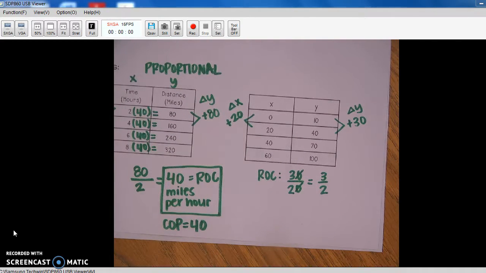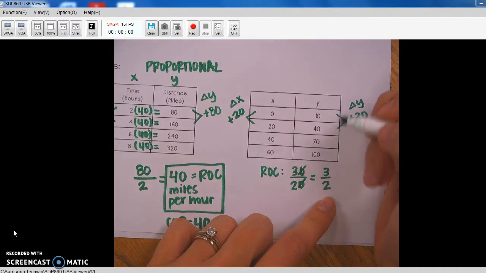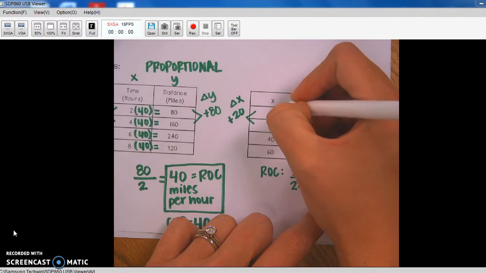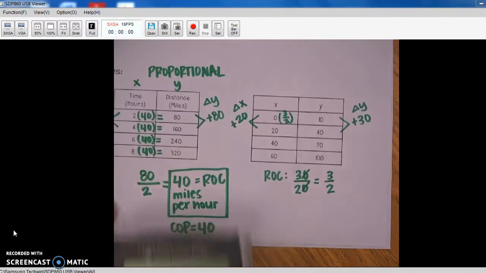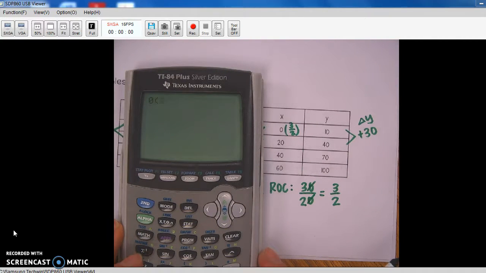So if I wanted to check if this table is proportional or not, to see if there's also a constant of proportionality, I take my rate of change and multiply it by my x value here, 0 times 3/2. Remember, you can type that into your calculator with the fraction in parentheses. So I can just type in 0, parentheses, 3 divided by 2, and then press enter. That gives me 0. But if I look at my y value, I know I need to get to 10.